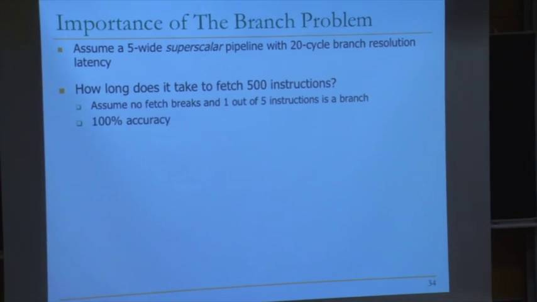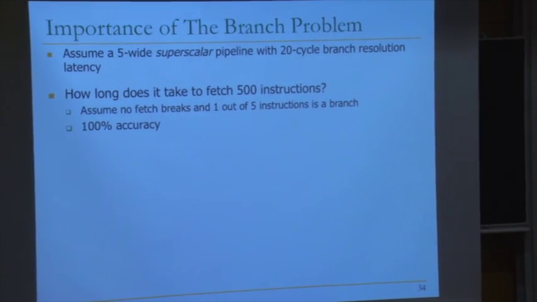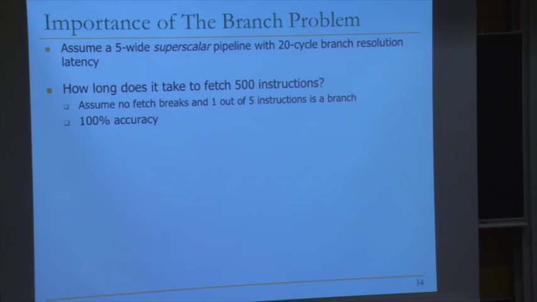Let's assume 100% branch prediction accuracy. Every branch is predicted correctly. And we're fetching 1 branch per cycle. So how many cycles does it take to fetch these 500 instructions?